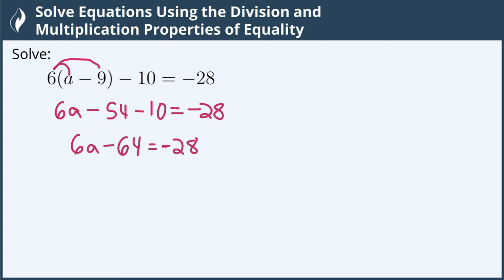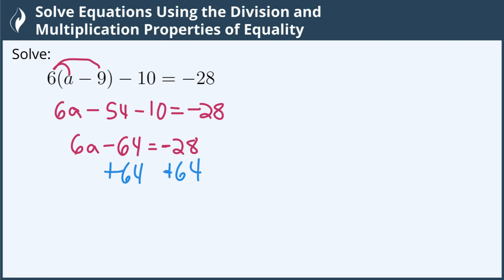From here, we want to continue solving for a. In order to do that, we need to get the a by itself by starting with subtraction or addition and then doing division and multiplication. Now, in this case, I have a minus 64 in this problem. So in order to move that to the other side, away from the a, I'm going to add 64. That's the opposite of subtraction.